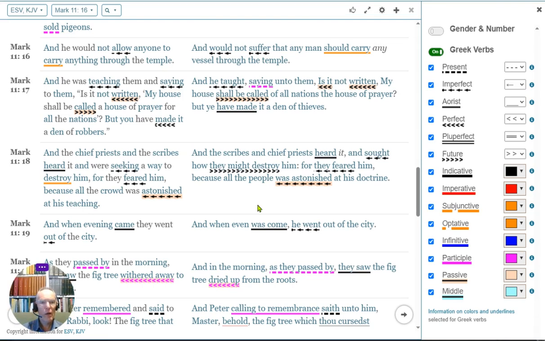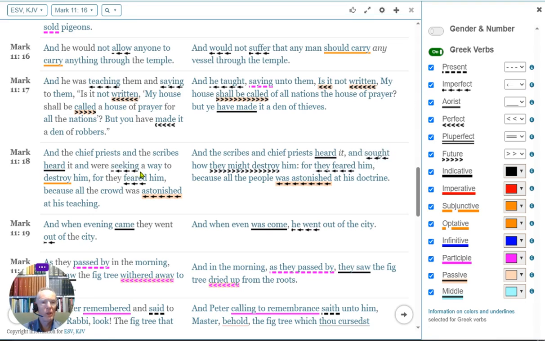And it just happens that here we also have the destroy. The scribes and chief priests, they sought how they might destroy him. Now notice there, that's the future tense, pointing to the right, to the future. Whereas here in the ESV, they were seeking a way to destroy him. And by having that as the aorist, that's taking the emphasis off the destroy and putting it onto the seeking. This is what they're seeking to do.